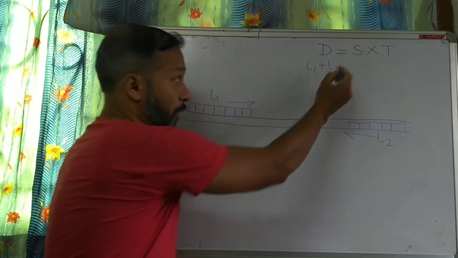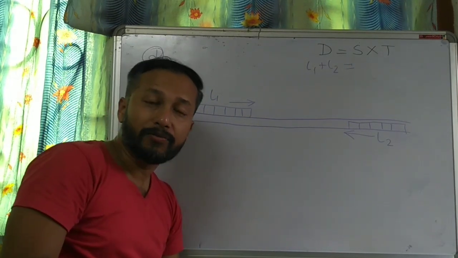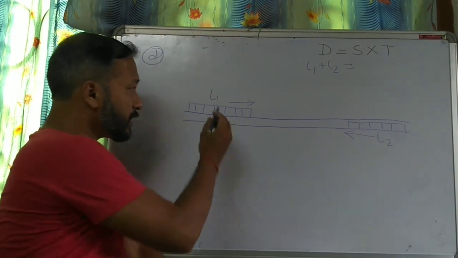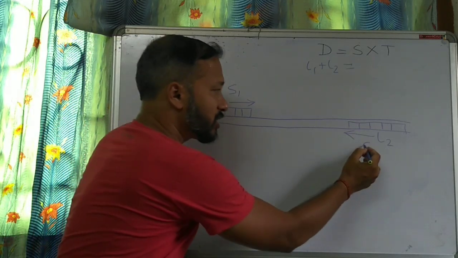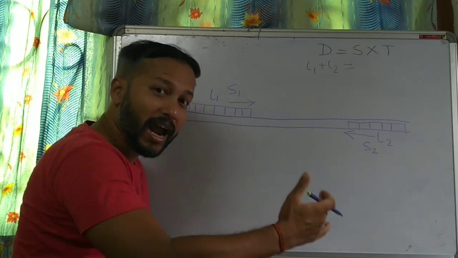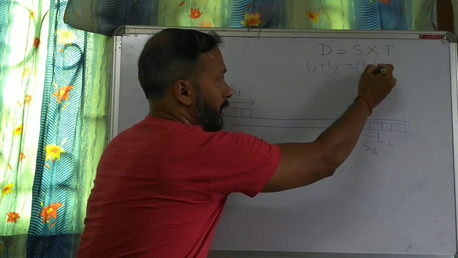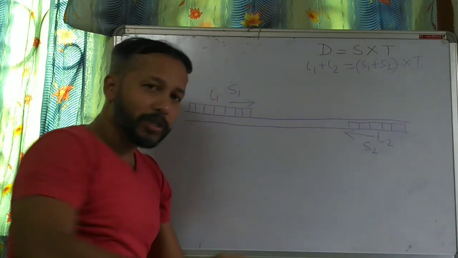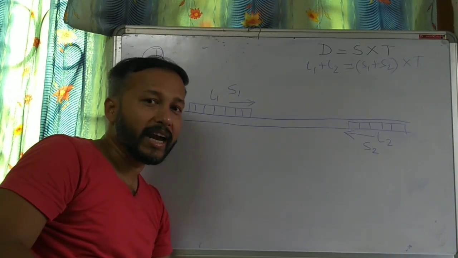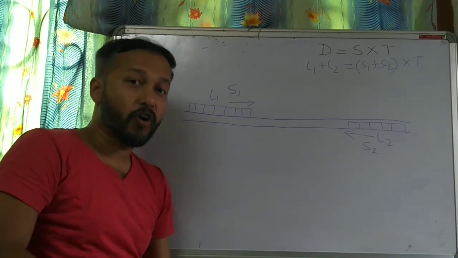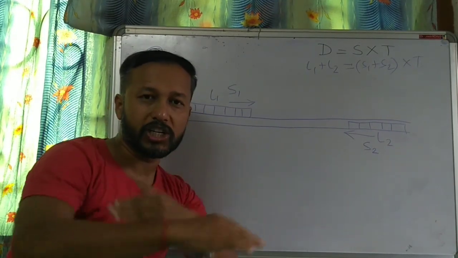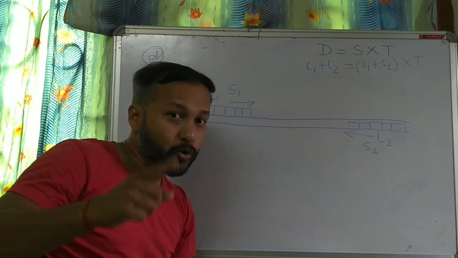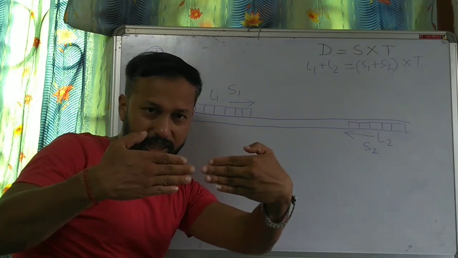Got it? Now what is the speed? Speed we have to add: the speed of this train plus speed of this train. Say the speed of this train is S1, speed of this train is S2. Then we have to add, so S1 plus S2 into time. You understood this formula? By using this, we can find the time required for these trains to cross each other. But remember, this formula is applicable only when two trains are coming towards each other.